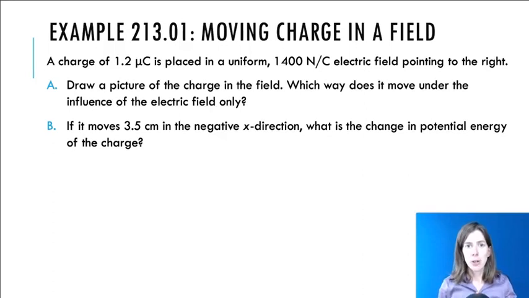It says, a charge of 1.2 microcoulombs is placed in a uniform 1400 newtons per coulomb electric field, pointing to the right. So there are two parts to this problem. The first part is draw a picture of the charge in the field. Which way does it move under the influence of the electric field only? So pause the video and draw the electric field pointing to the right.